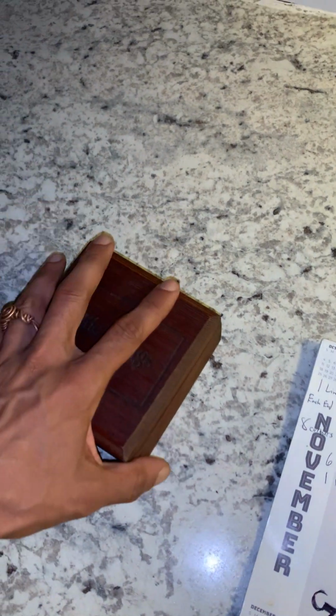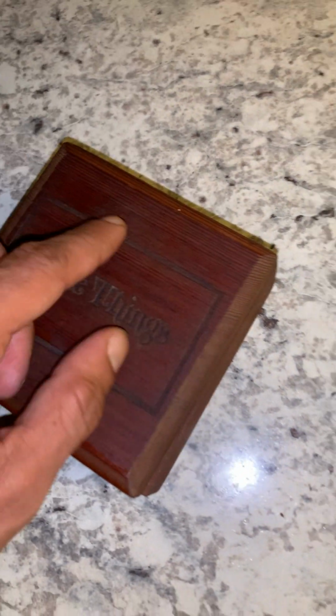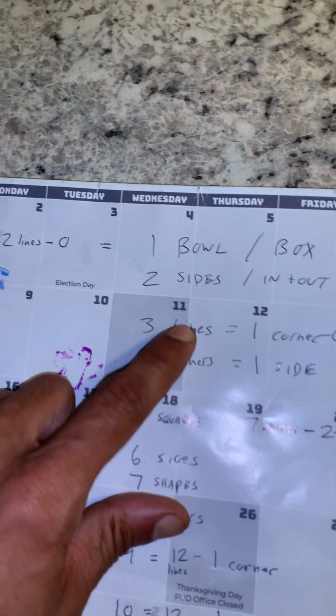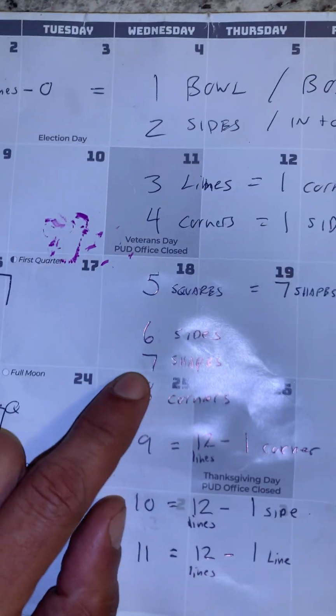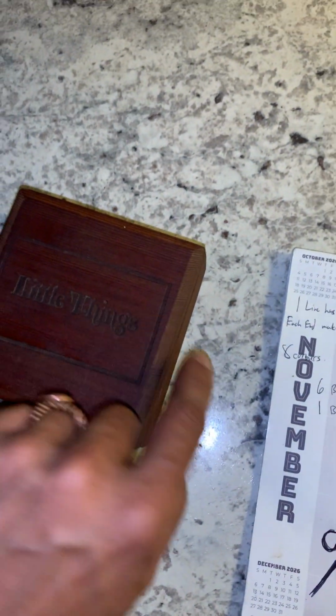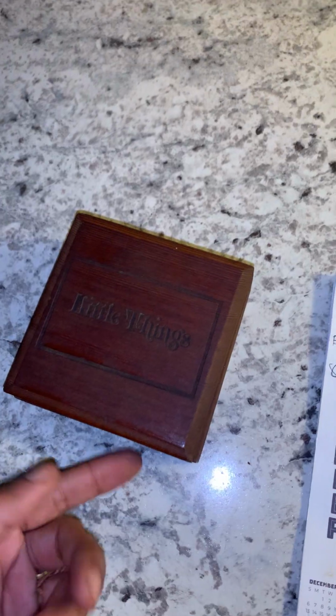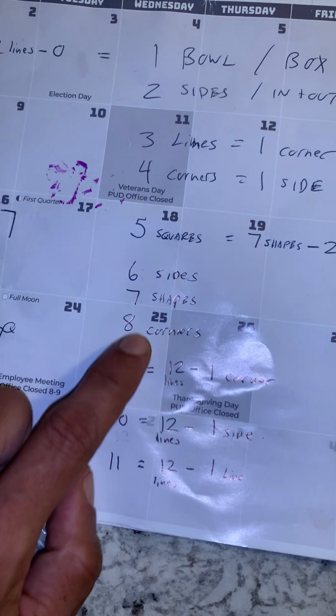12, 1 box, 2 in and out, 3 is 3 lines make a corner. Okay, 4 corners to a side. We're gonna skip 5 and 7 for now, but 6 sides, 1, 2, 3, 4, 5, and then the one underneath. 8 corners, like we already said.